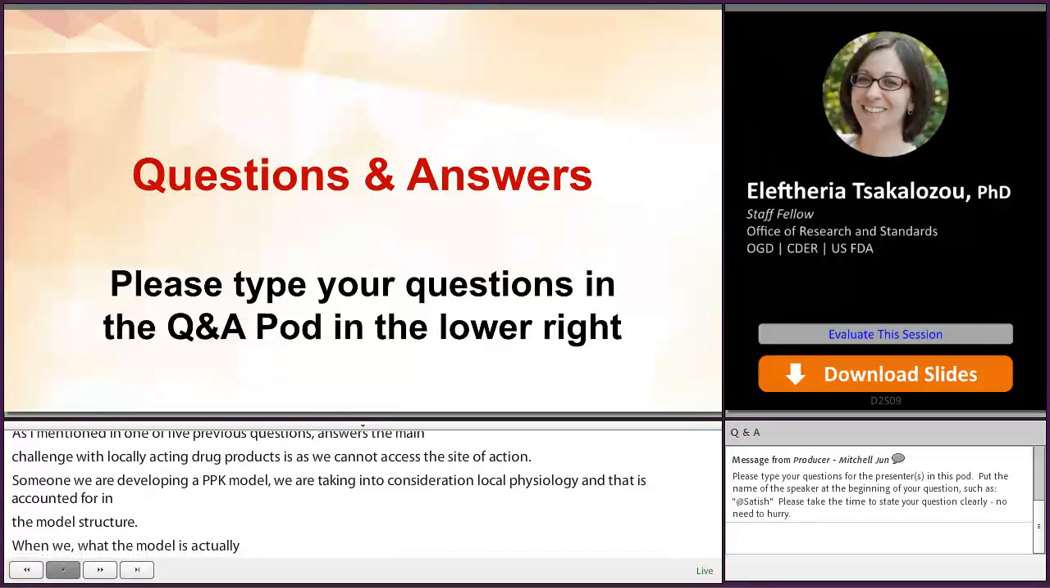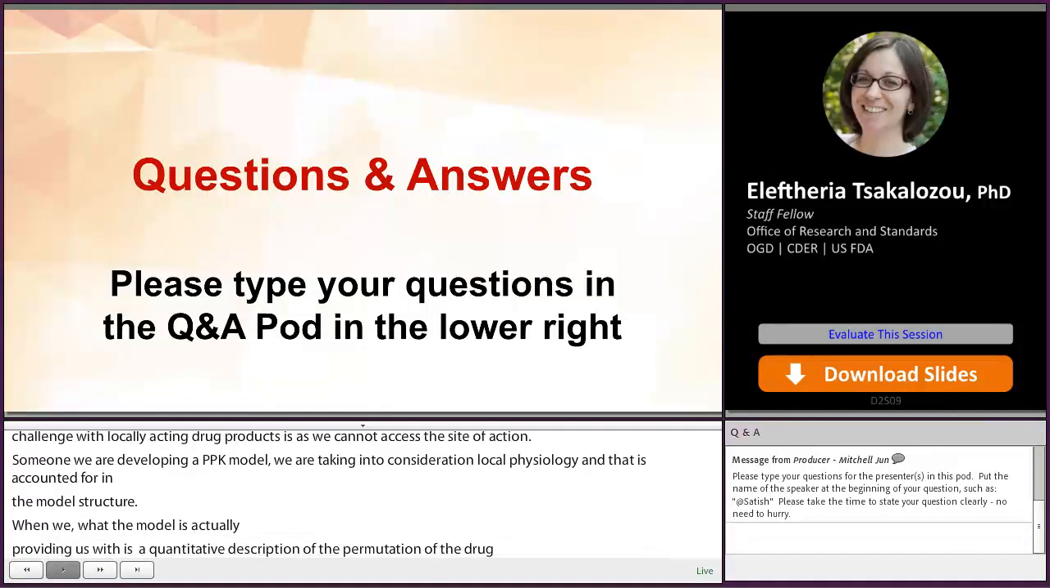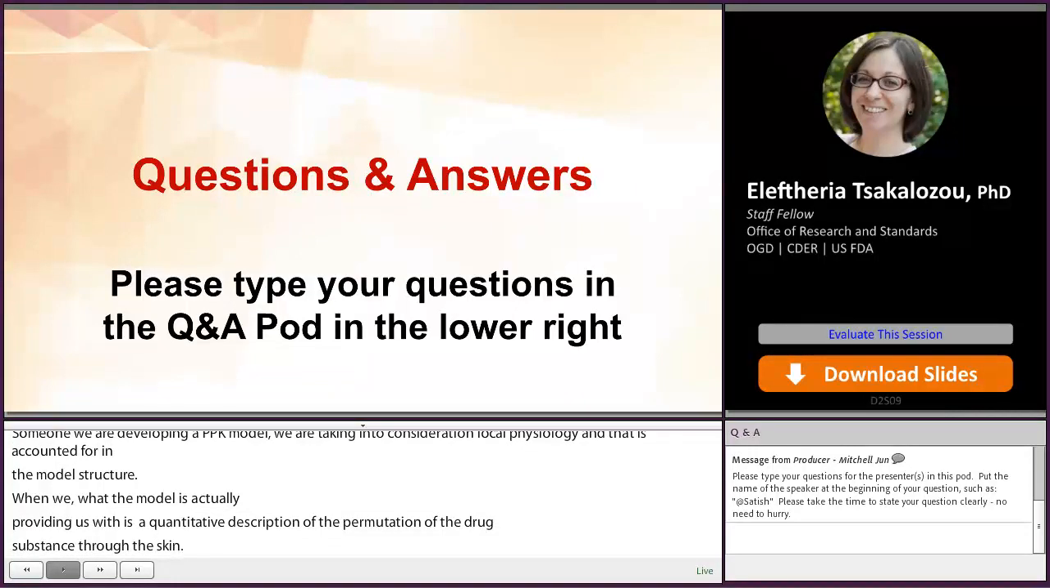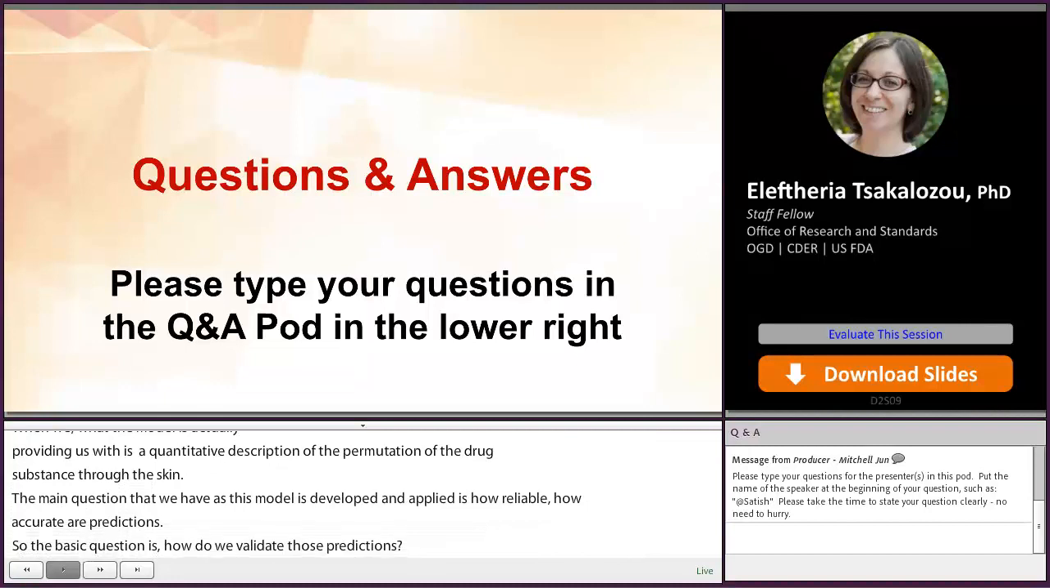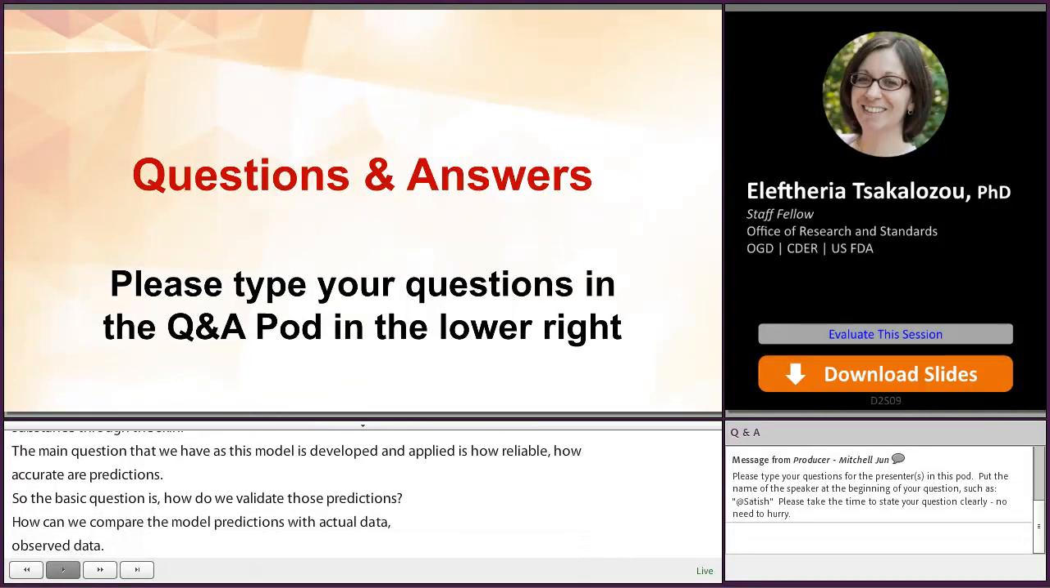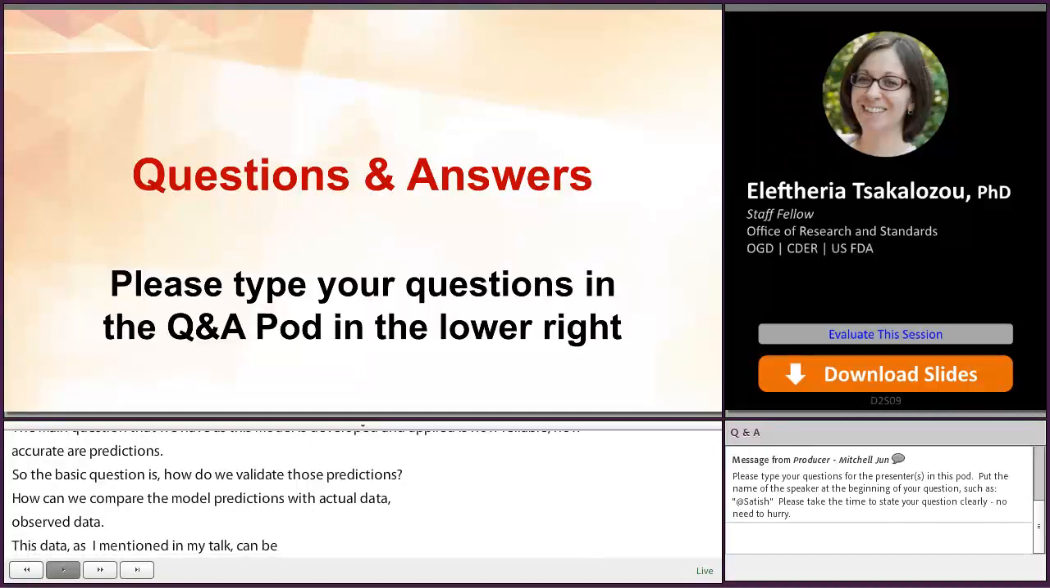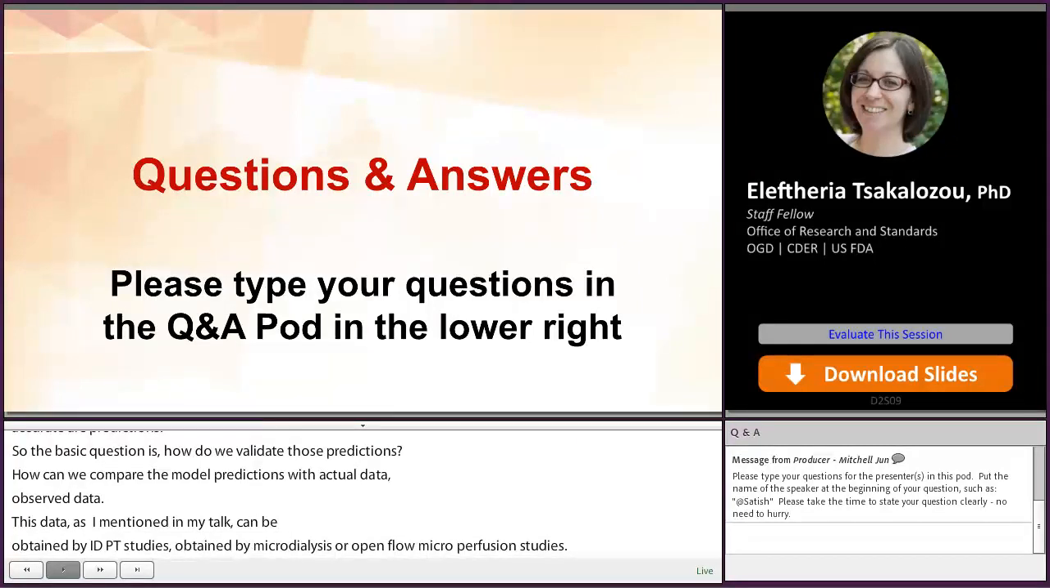And the main question that we have as this model is developed and applied is how reliable and how accurate our predictions are. So the basic question is, how do we validate those predictions? How can we compare the model predictions with actual observed data? This data, as I mentioned in my talk, can be obtained by IVPT studies. It can be obtained by microdialysis or open flow microperfusion studies, so studies that allow us an insight into local bioavailability. So this is a big challenge.